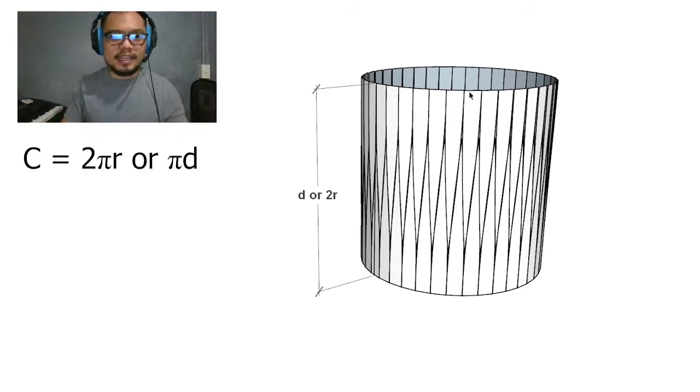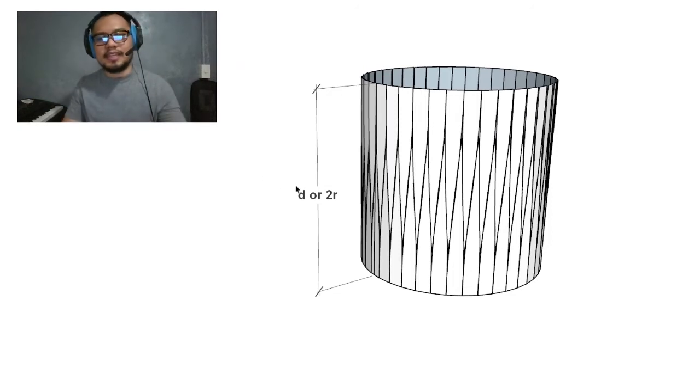And the circumference of the sphere is 2 pi r, or pi times diameter. And we can say that the height of this cylinder is equal to the diameter, or 2 times r.